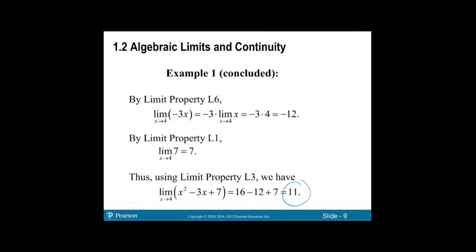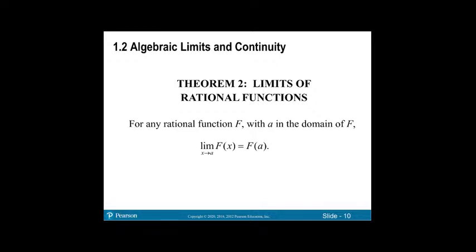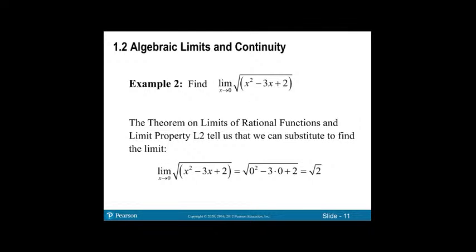Let me clear this off and put this back. Okay. So limits of rational functions. For any rational function f with a in the domain of f, the limit as x approaches a of the rational function is going to be f of a. So find the limit as x approaches 0. Should just be the square root of 2, right? Because the limit of the root is going to be the root of the limit. The limit of the sum or difference is going to be the sum or difference of the limits. Long story short, it's kind of like we're just plugging in. It doesn't always work, but that's a good place to start. All right, so then we just get the square root of 2.